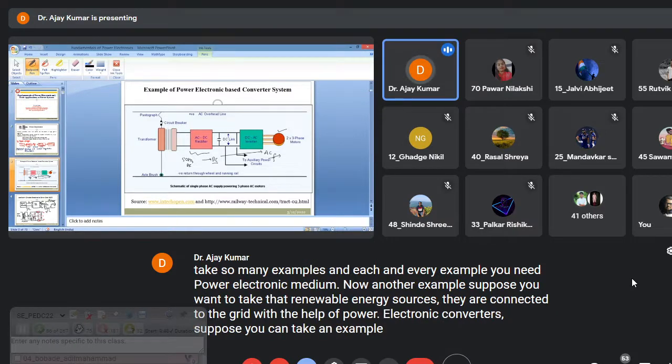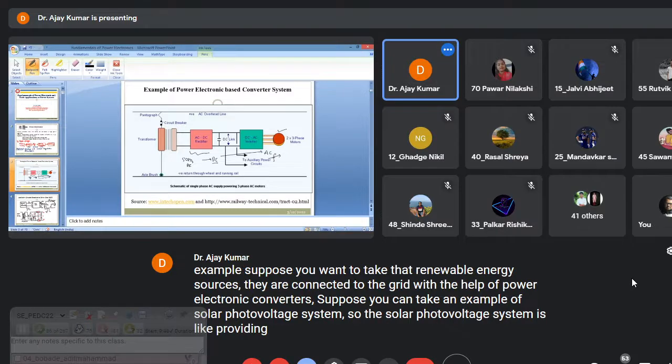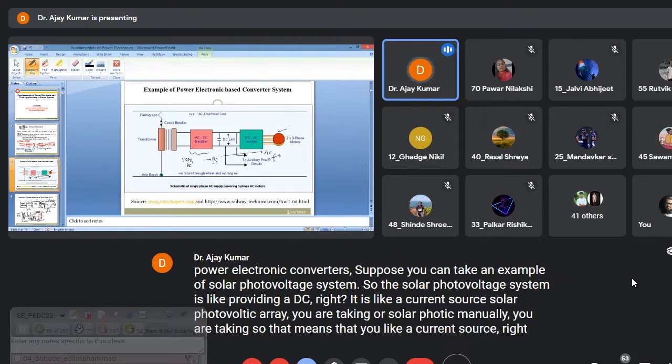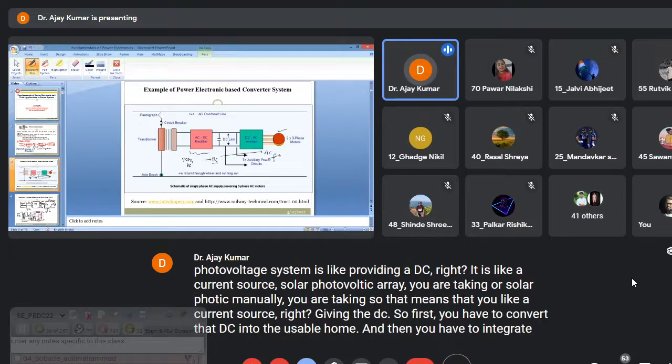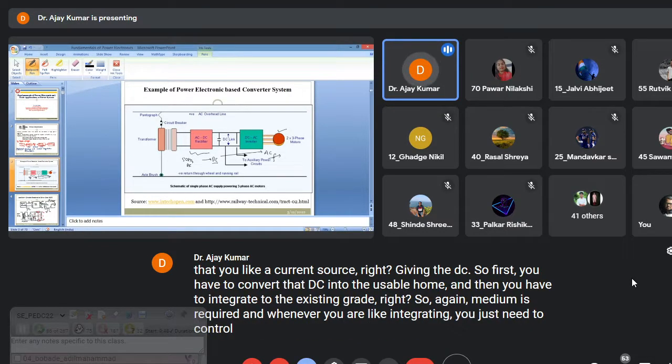So the solar photovoltaic system is like providing a DC, right? It is like a current source. Solar photovoltaic array if you are taking, or solar photovoltaic panel you are taking, so that means that is like a current source, right, giving the DC. So first you have to convert the DC into the usable form, and then you have to integrate to the existing grid, right? So again power electronic medium is required, and whenever you are integrating, you just need to control. So control is also required in order to handle the power electronic devices.